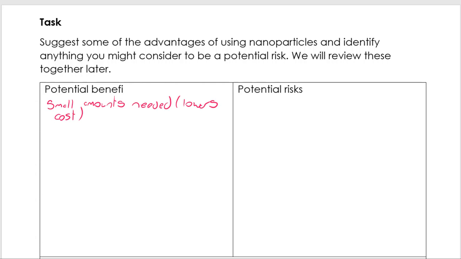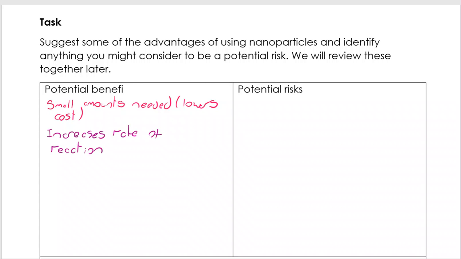So in terms of benefits, there is the fact that you need much smaller amounts. If you've got a larger surface area or a higher surface area to volume ratio, you're going to need a smaller sample of it to be effective. And that's going to lower the costs industrially. Now, we also know that that will increase the rate of reaction. That can be a positive thing if we can make things happen faster.